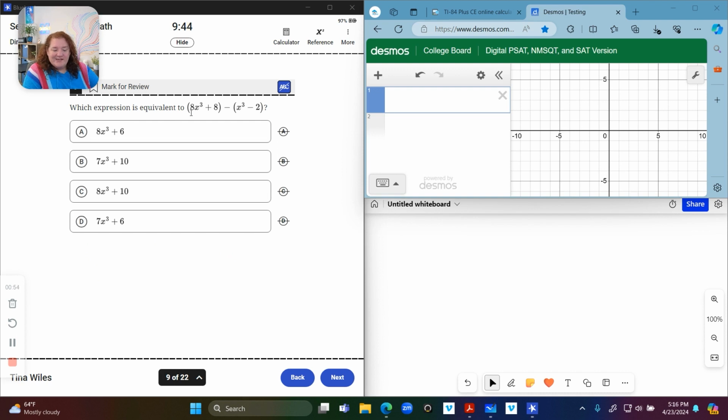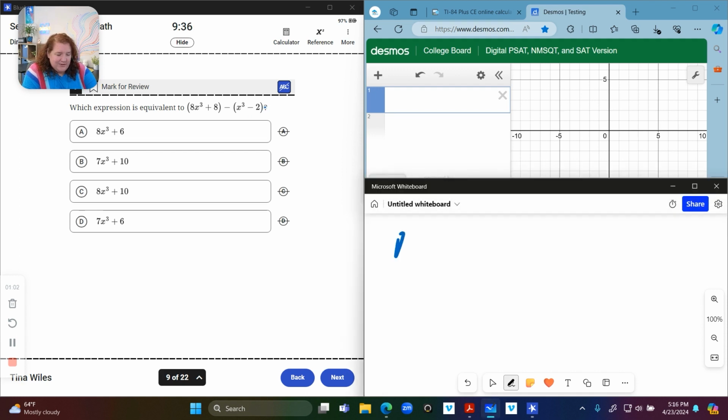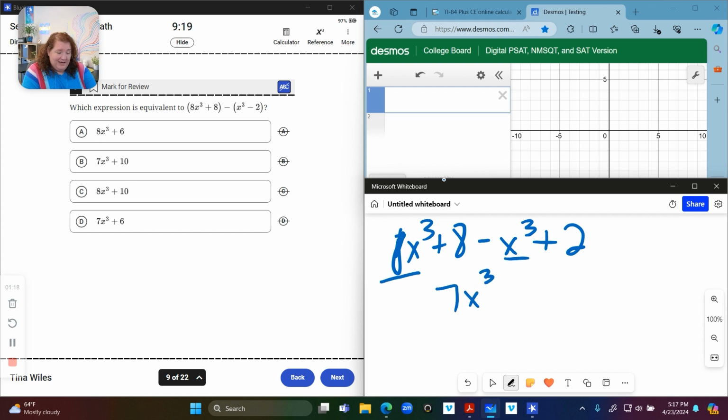Which expression is equivalent to? And then we have this algebra problem. So I can actually distribute, 8x cubed plus 8. I could distribute that negative to both things in the parentheses and then combine like terms. So 8x cubed minus x cubed, these two, become 7x cubed, and 8 plus 2 is 10. B is the correct answer.